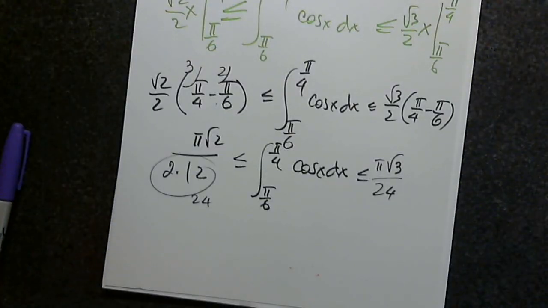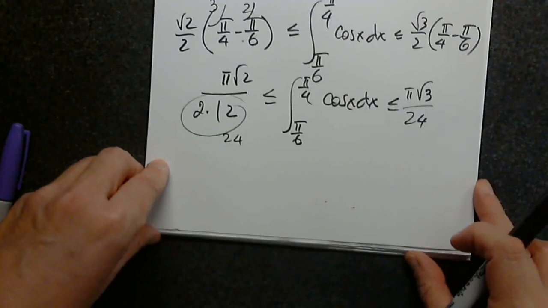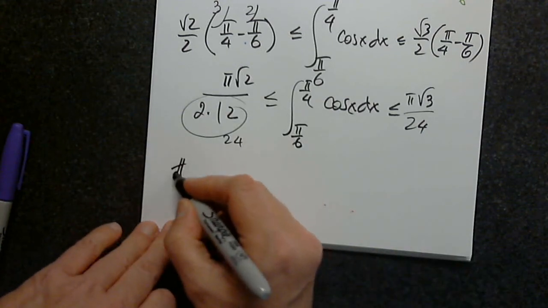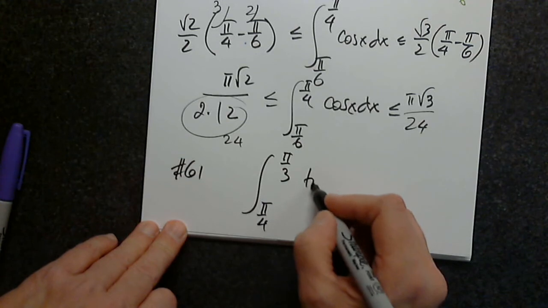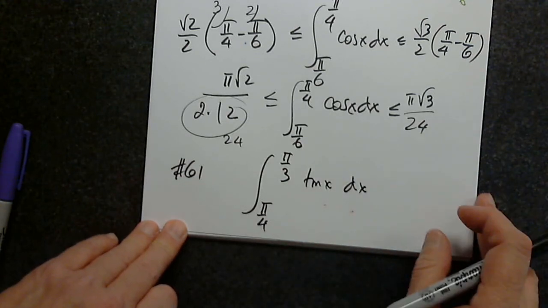Okay, so it was one more time. I just missed it. I think it was pi over 4 to pi over 3, just making sure. So 61: the integral from pi over 4 to pi over 3 of tangent x dx. Perfect.